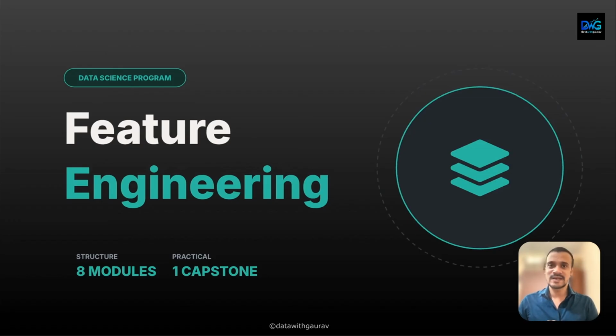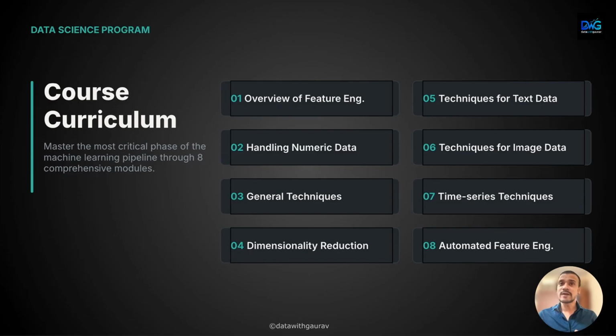So, let's get started. This course is divided into a total of 8 modules, with each module building on what's learned in the previous one. Here is what we will be covering throughout this course. We will start with an overview of feature engineering, then we will understand various numerical data and how to handle them.